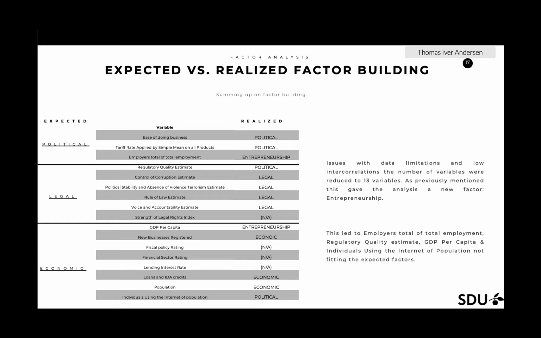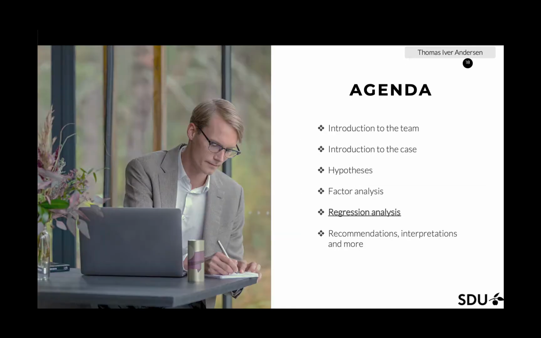Our expected and realized factor building did not exactly match up. The primary reason for this is evaluated as data limitations within the previously built sample. Therefore, we reduced the number of variables. This primarily had an impact on the economic factor. Caroline will now go on with the regression analysis.